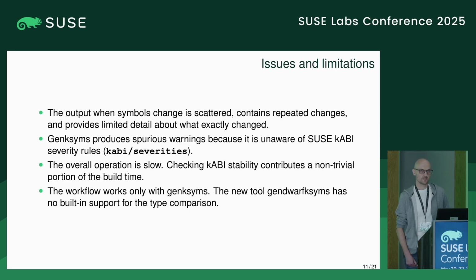So upstream recently added a new tool called gendwarfksyms, which obtains symbol information by reading DWARF data instead of preprocessing source files. And this tool is needed to support modversions for Rust. But unlike the current genksyms, gendwarfksyms lacks any detailed comparison. So if we want to eventually support Rust in the SUSE kernel, another tool needs to provide this comparison functionality.